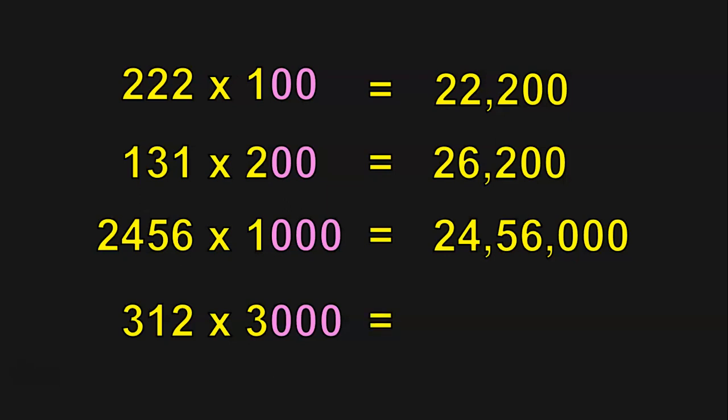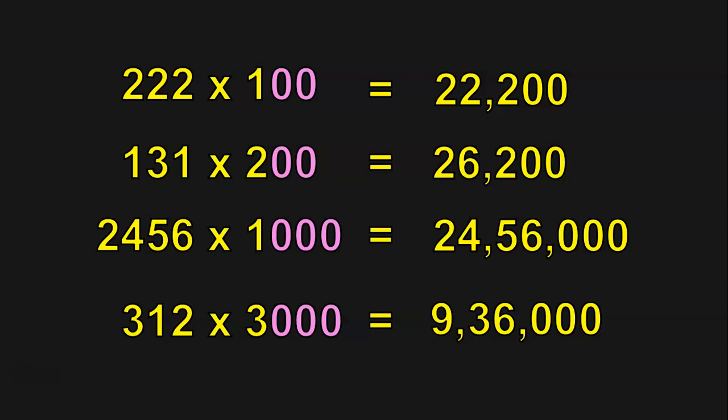The next example that we are going to see is 312 into 3,000. So what will you do? First multiply 312 into 3. What is the answer you get? 936. Now to multiply it by 3,000 means we will have to add 3 zeros to the end of the number, which will give you the answer 9,36,000.